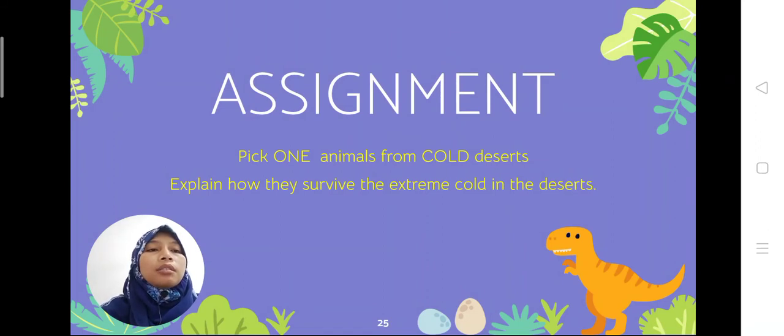That's all for today. For the assignment, I want you to pick one animal from the cold desert. There are so many kinds of cold desert animals that you can pick: the polar bear, the penguins, or if you want, the whales. Please explain how they survive in this extreme cold.